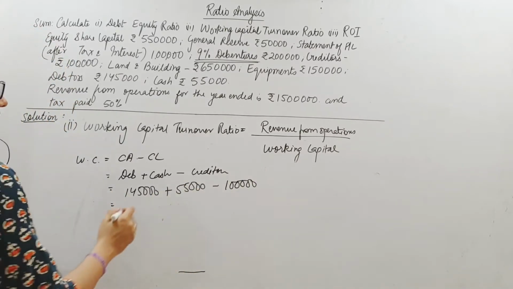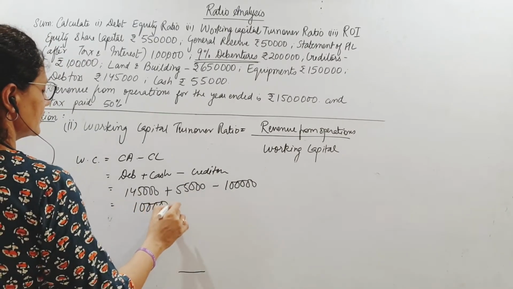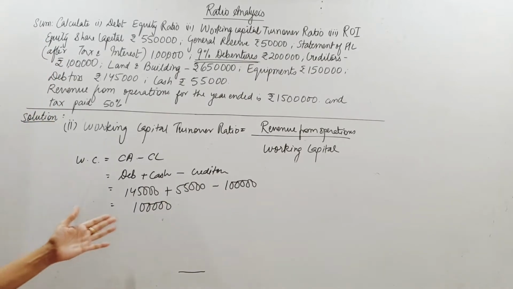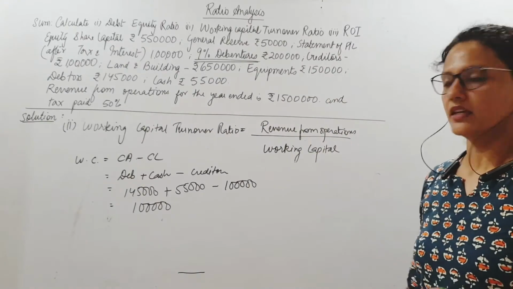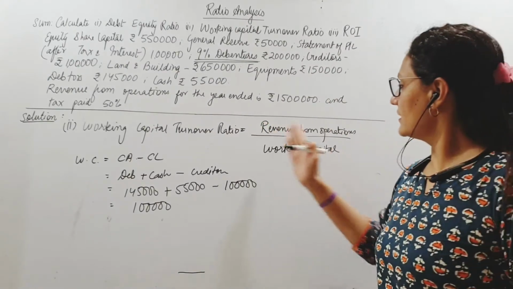Okay, so this is 2 lakhs minus 1 lakh, 1 lakh. Correct? So my working capital comes as 1 lakh: current assets minus current liabilities. Okay? We have got this. This is given to me.